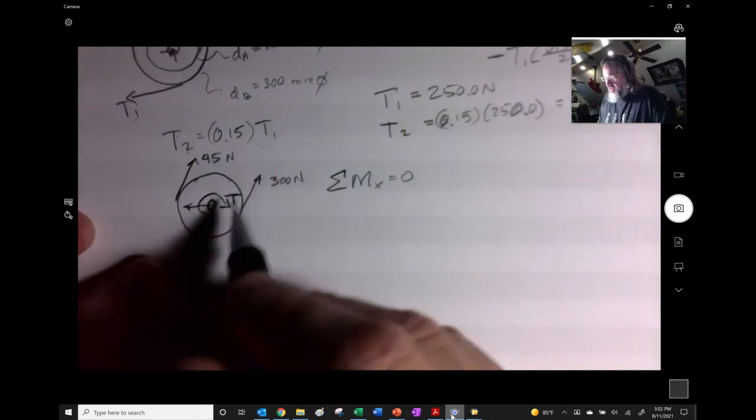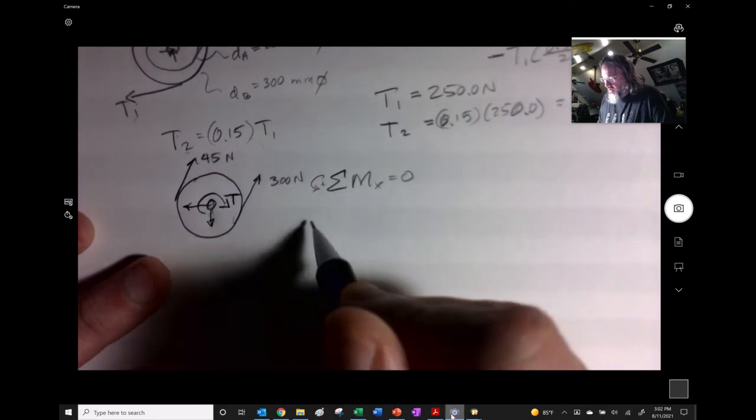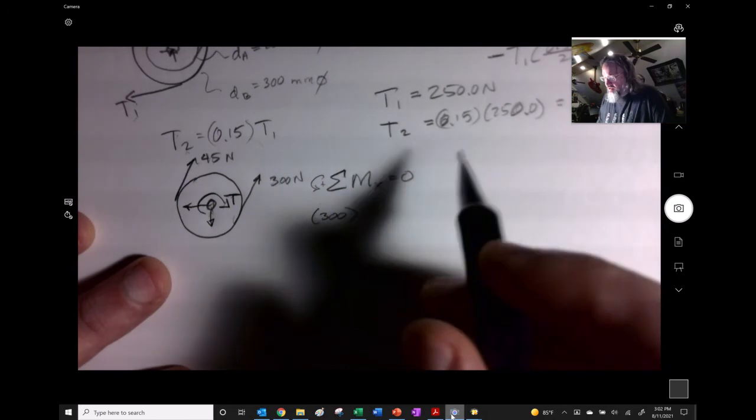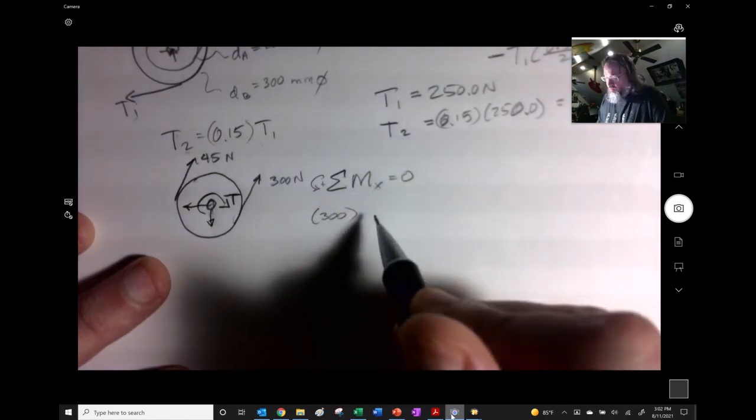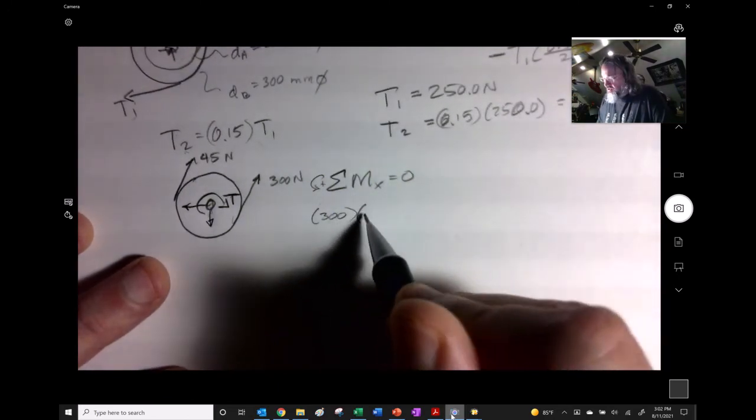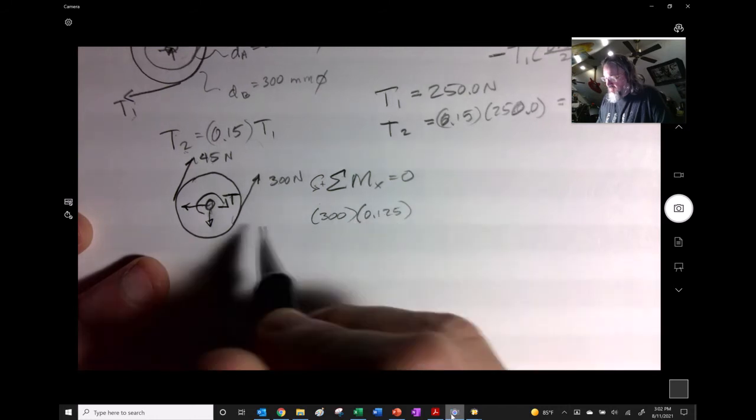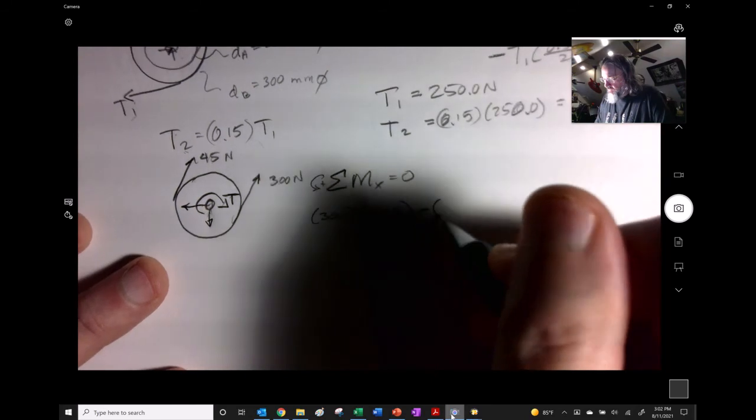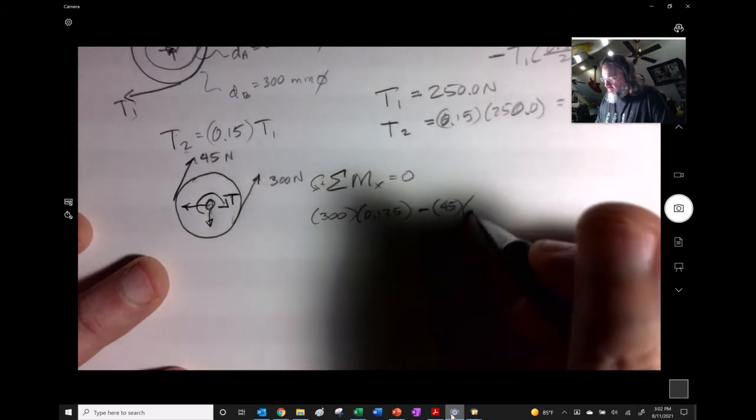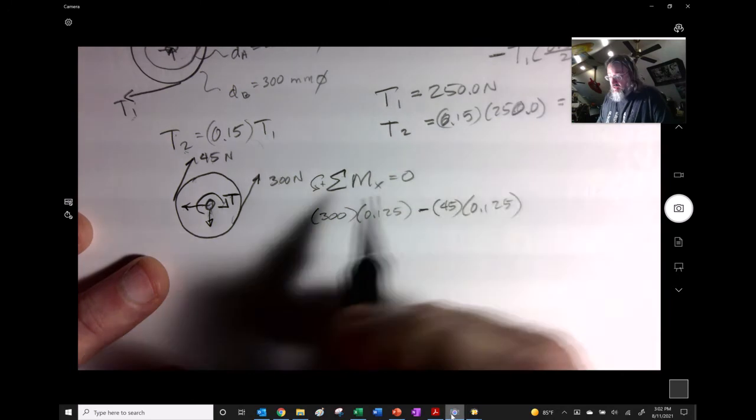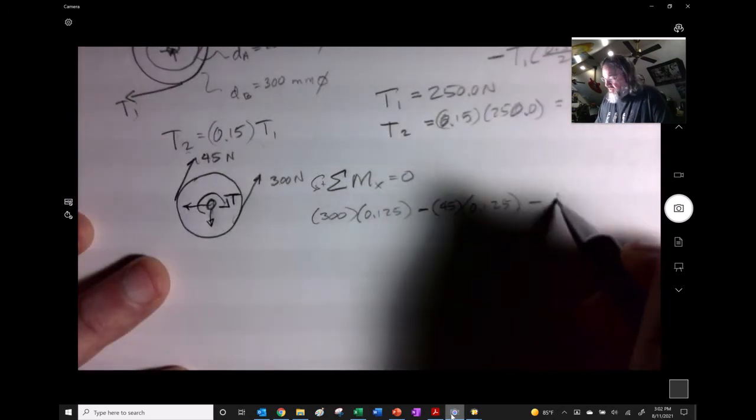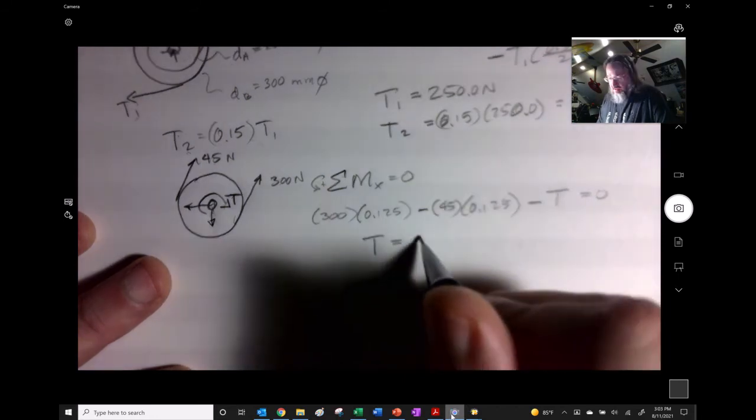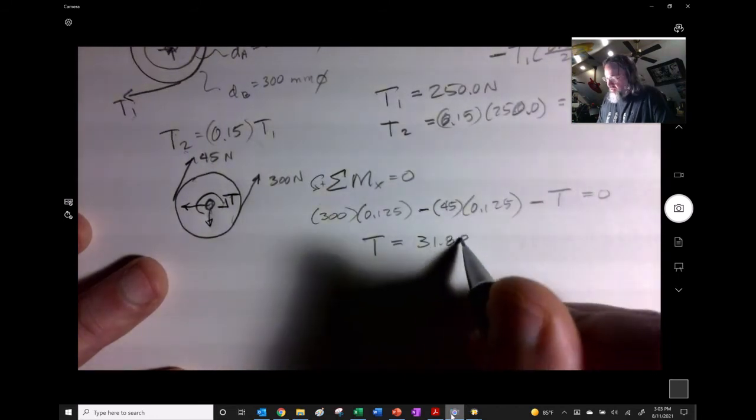So 300 is going counterclockwise. So 300 times the radius of this one, which, let's see, this one was the 250 millimeters, so that's 0.125. This one is going minus 45 times 0.125. And then the torque is also minus. So we find what the torque is going to be equal to, and that's going to be 31.88 newtons.